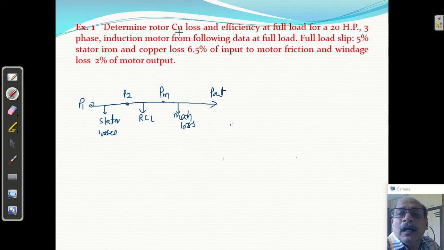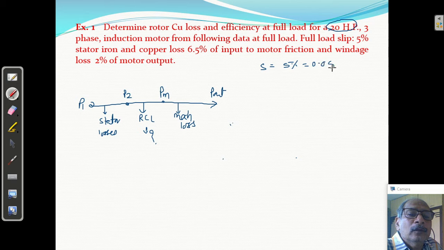Now determine the rotor copper loss. We have to find this. And efficiency at full load for a 20 horsepower 3-phase induction motor from the following data at full load. Full load slip is given 5%, that is 0.05.